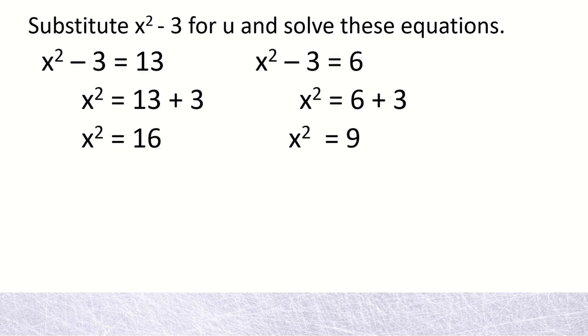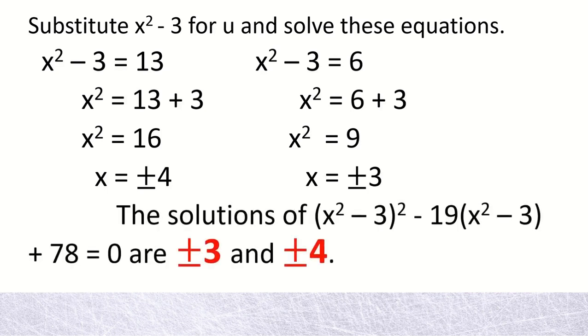Now, you get the square root of each side of the equation. It becomes x equals positive negative 4 and x equals positive negative 3. The solutions of the quantity of x squared minus 3 squared minus 19 times the quantity of x squared minus 3 plus 78 equals 0 are positive negative 3 and positive negative 4.